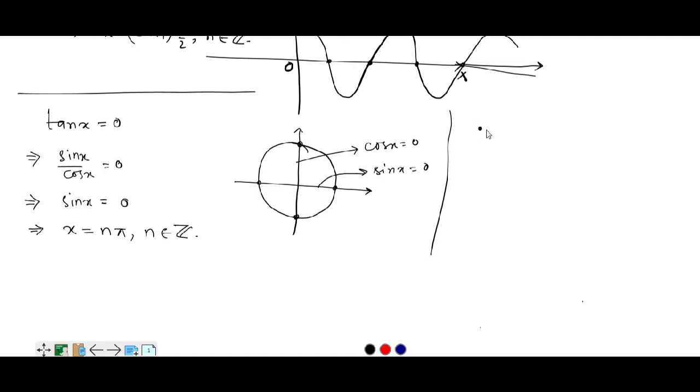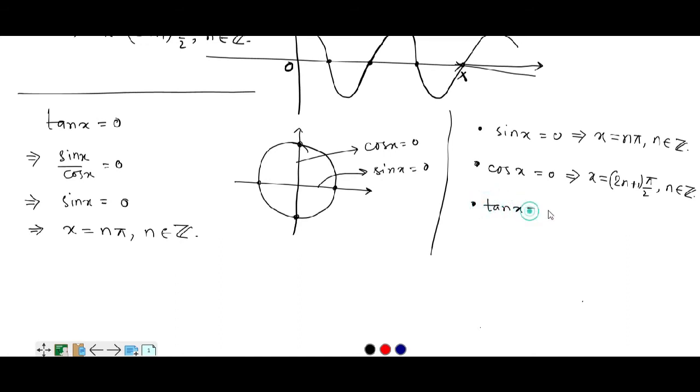Okay, so let us sum up here. The first one we have got is the solutions for sin x equal to 0, and we have seen that the solutions are x equals n pi, where n belongs to Z. Similarly, the second one is the solutions for cos x equal to 0, and the solutions are x equals (2n plus 1) pi by 2, n belongs to Z. Third one, tan x equals 0, and clearly the solutions are the same set of solutions as for sin x equals 0, so we can write these three solutions.